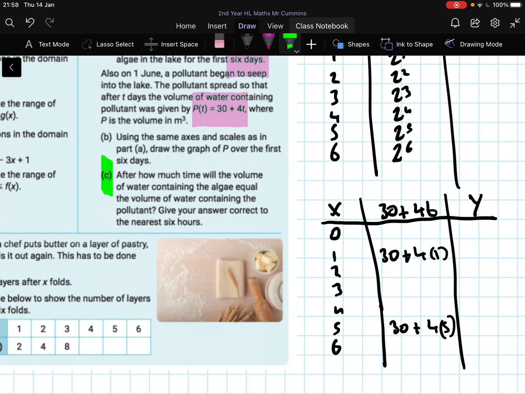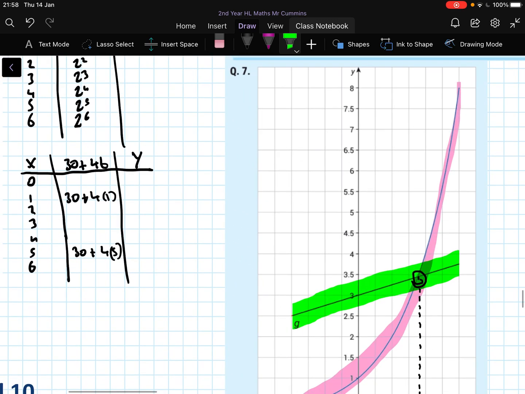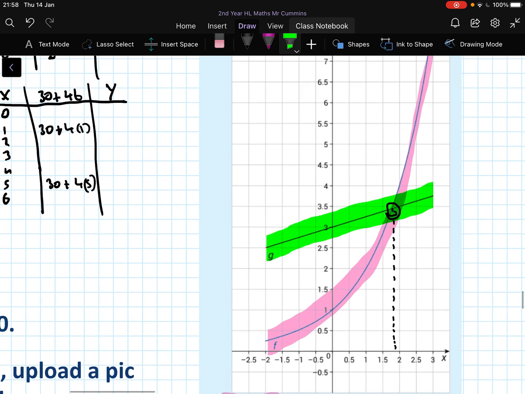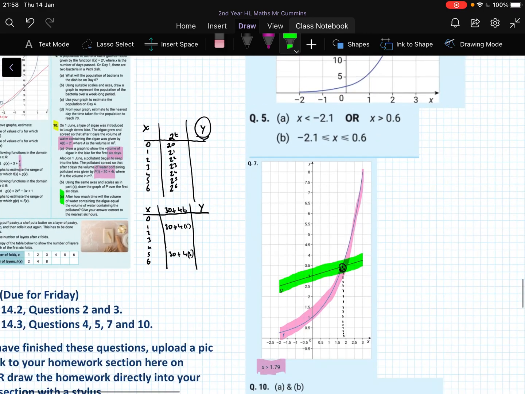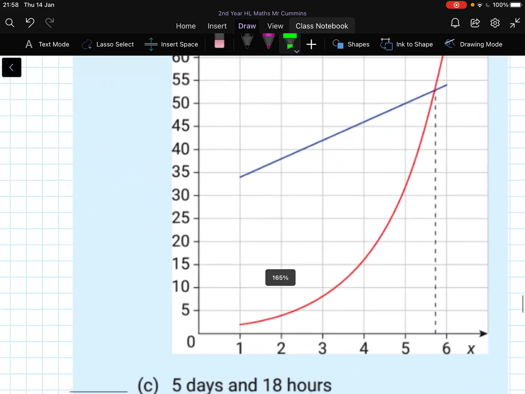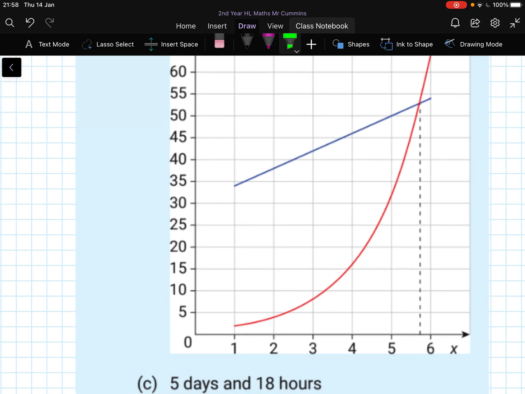After how much time will the volume of water containing the algae equal the volume of water containing the pollutant? And give your answer correct to the nearest hour. Okay, so if we go over to our graph that's drawn, and we look, where is the algae going to be? Are they going to be the same? Well, wrong graph. What we do, as we've always done in the last couple of questions, the most important part is, well, it's going to be here.